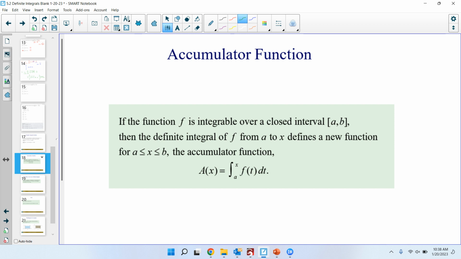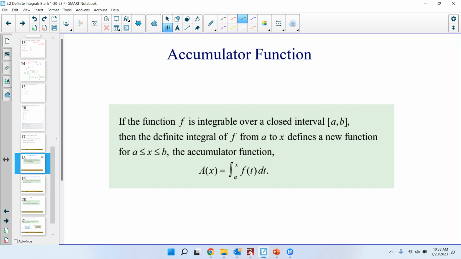All right, so A of x is our accumulator function. We're calculating area from a, which is some constant, up to x, which is obviously a variable. So this is called a variable upper bound, meaning I have a lower value that I know what it is. My upper bound can vary. Now, the function that we're finding the area under could be anything as long as it's continuous.